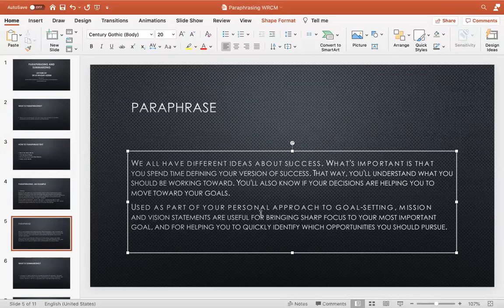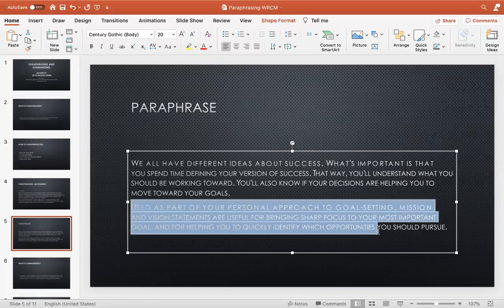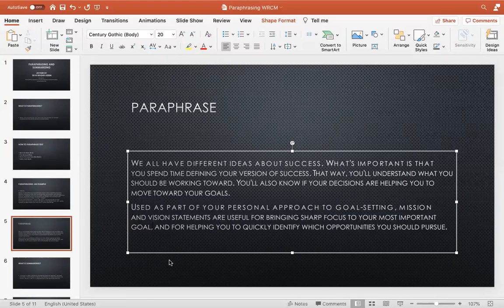Used as part of your personal approach to goal setting, mission and vision statements are useful for bringing sharp focus to your most important goal, and for helping you to quickly identify which opportunities you should pursue. Okay, we could use smaller sentences over here as well. Okay, it's possible for us to put a period over here and then continue a new sentence. That we could say over here that mission and vision statement can help you to quickly identify which opportunities you should pursue. All right.